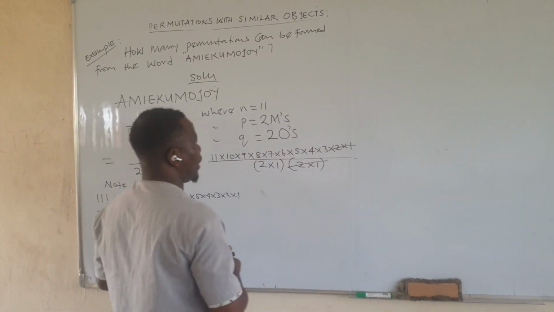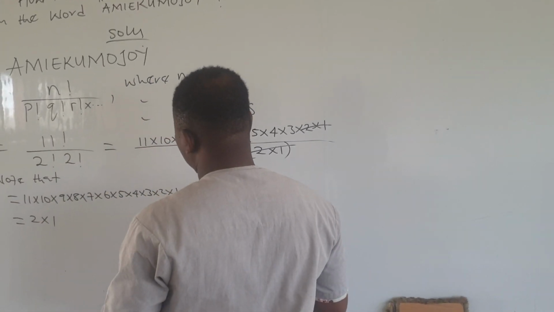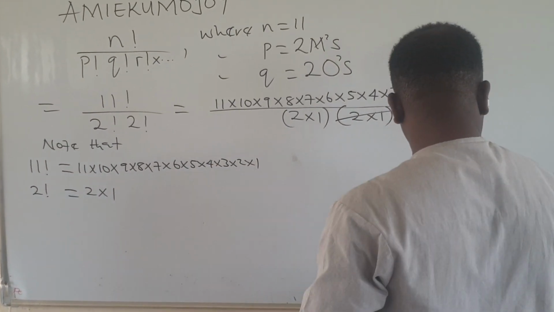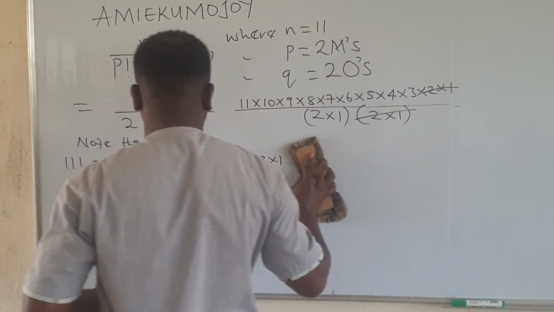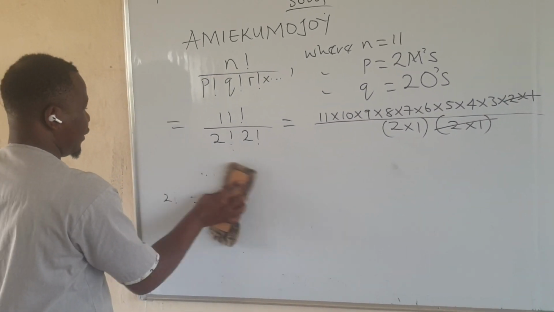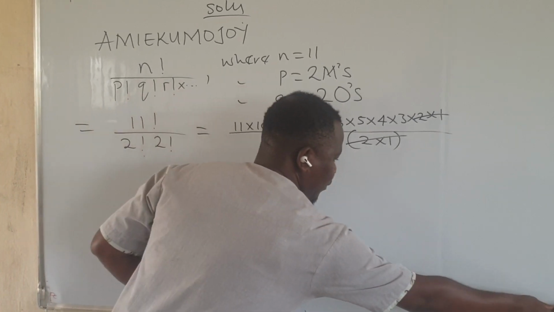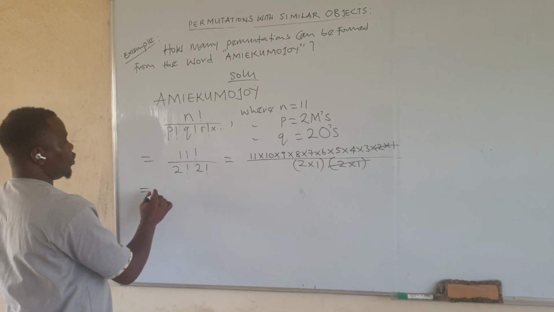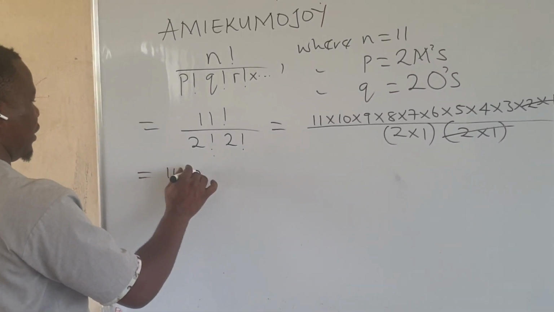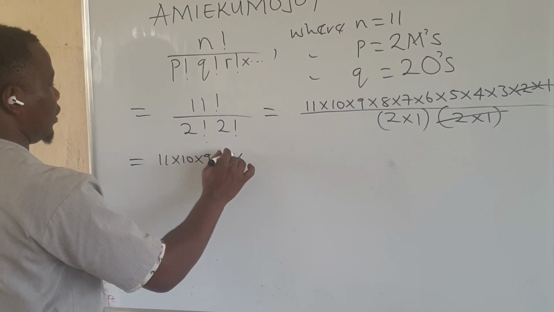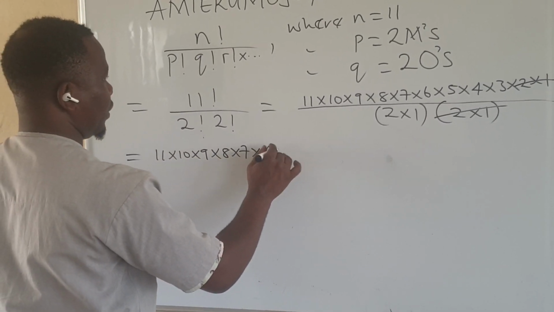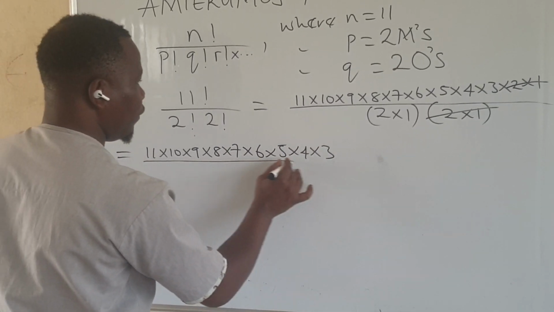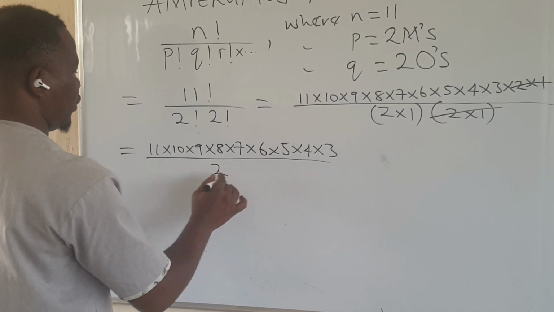So this implies that, are you done with this part? So I can clean this part. This implies that this is equal to 11 times 10 times 9 times 8 times 7 times 6 times 5 times 4 times 3, all over 2 times 1, which is 2.